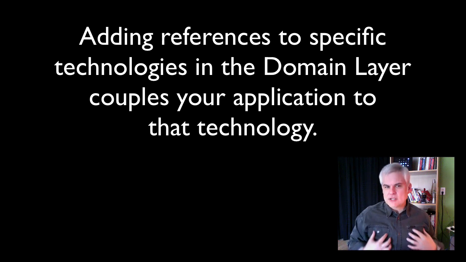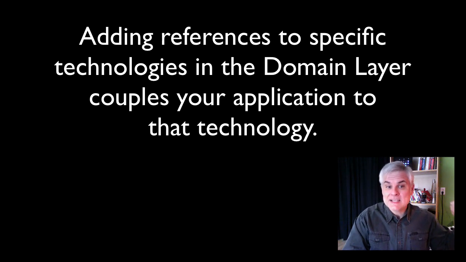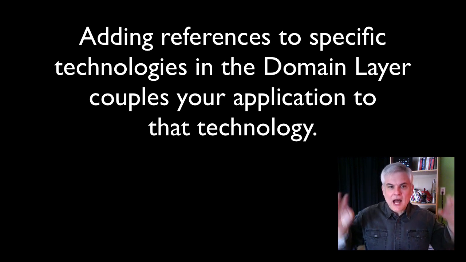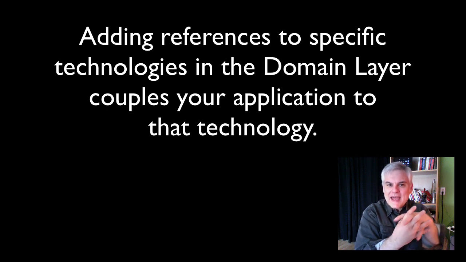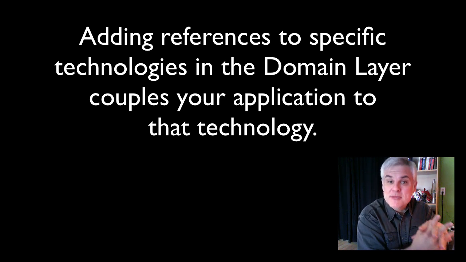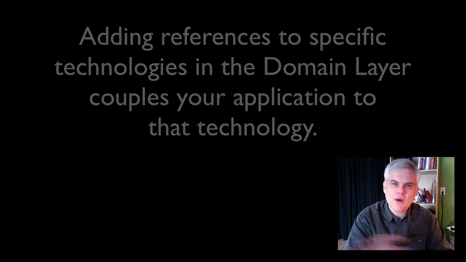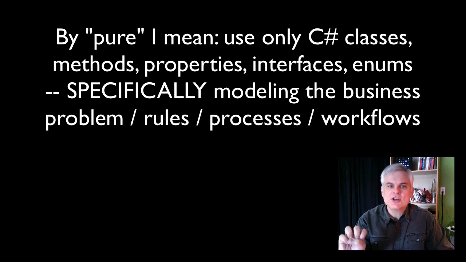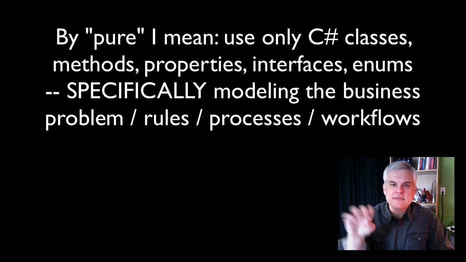Because today I might be building a web application, but if I create that dependency between my domain layer and the ASP.NET API, I'm no longer technology agnostic. I'm very much an adherent to a specific technology. I've coupled that application, I've coupled the entire business to this specific presentation technology, ASP.NET, and I may not want that in the future. So to be very clear here, I would strive to use only C# classes, methods, properties, interfaces, enums, and the like.